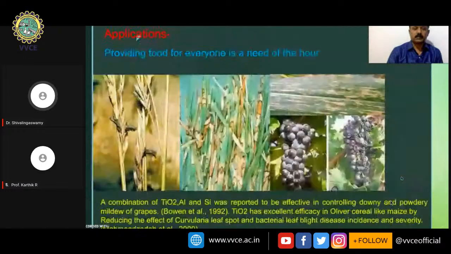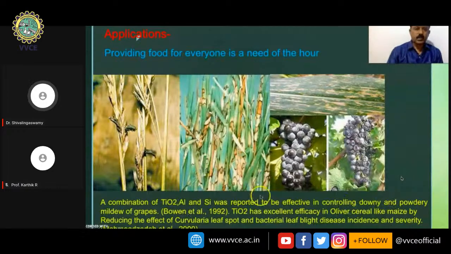Even in the agriculture sector, this nanotechnology is playing a very important role. It could be in terms of prevention of certain diseases for these plants, or it could be in terms of fertilizers, or it could be in terms of the chemicals that we use for various purposes. Nanotechnology is playing a very important role.